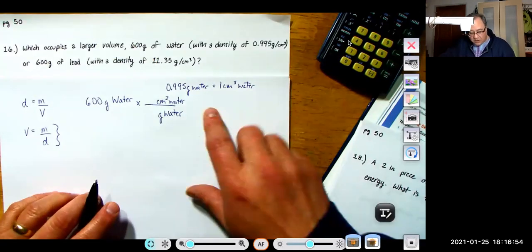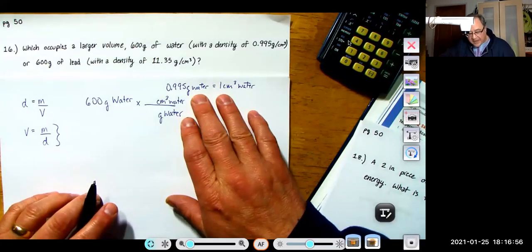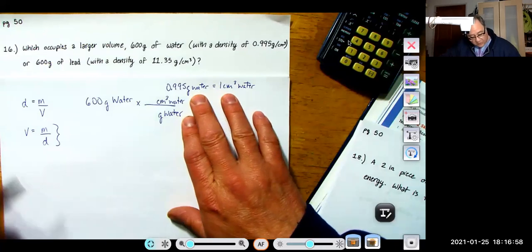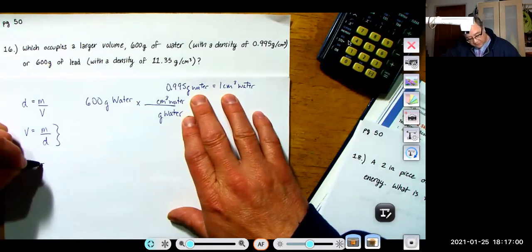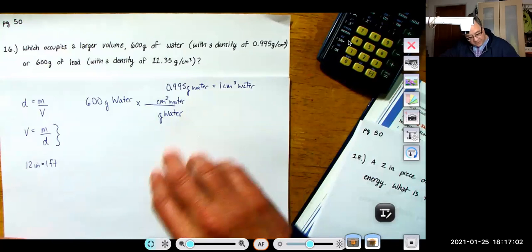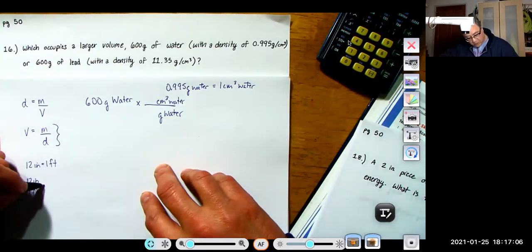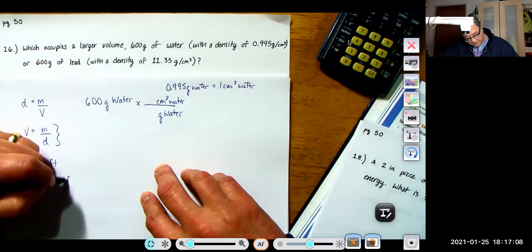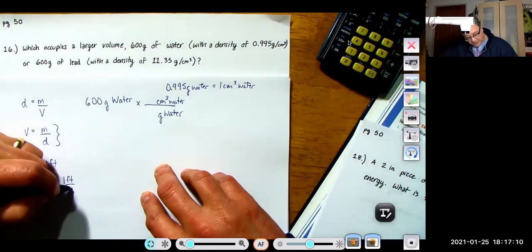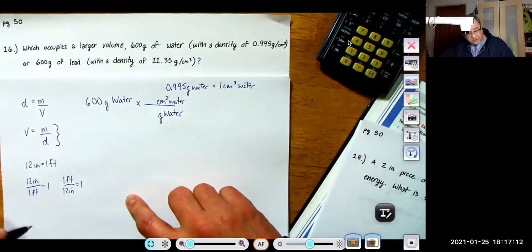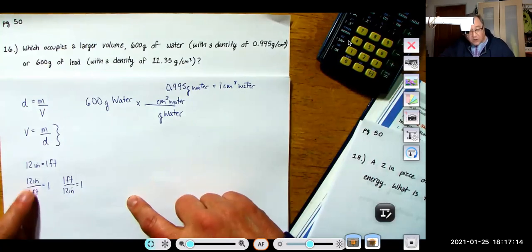And you may recall from an earlier lecture where we had an equality like this, where you have 12 inches is equal to 1 foot. And I can write 12 inches over 1 foot is equal to 1, or I can write 1 foot over 12 inches is equal to 1. And the reason this works is because 12 inches is 1 foot. So when you have the same amount divided by the same amount, you get 1. And then when you invert that, you get 1.